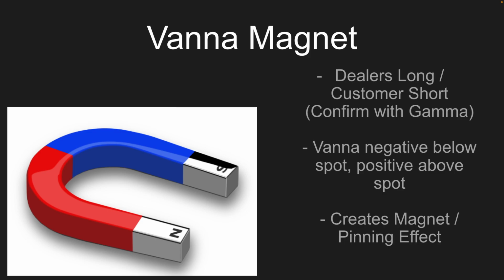And oftentimes people think that's Gamma doing that incorrectly because they'll see a large amount of Gamma at a level, but the reality is it's actually because there's a large amount of Vanna at that level as well. And so Vanna is the real reason behind that magnet effect.